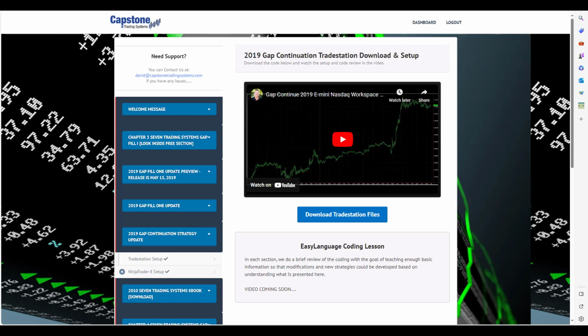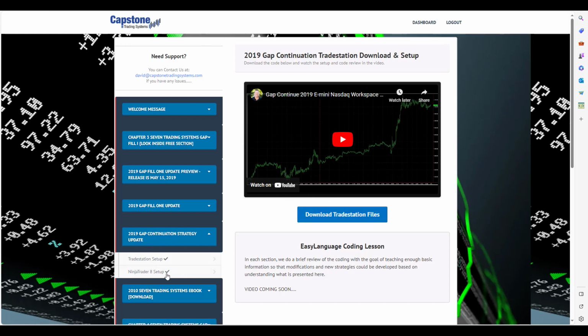The link's below to get that, and you come in here to the membership site, you go to this section, 2019 Gap Continuation Strategy Update. This book was written in 2010, and I added this to the members site as a bonus. You download the TradeStation files, and then you simply import the Easylanguage and open the workspace.